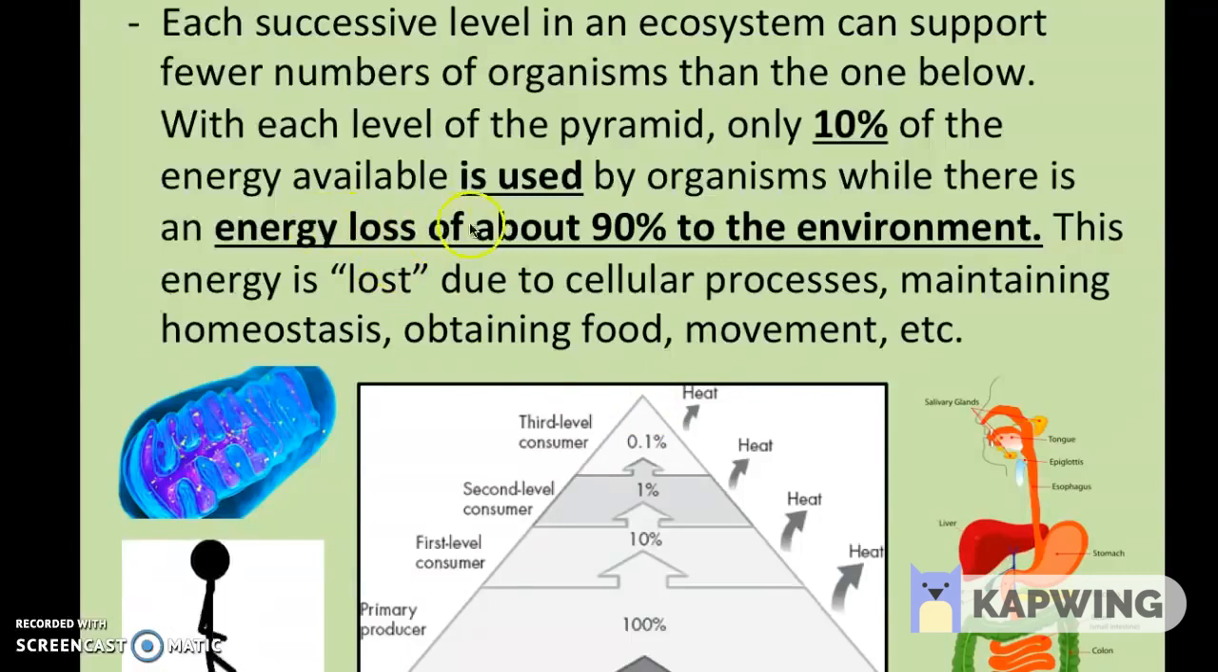So about 90% of the energy in an ecosystem or in a trophic level is going to be lost to the environment. That loss is consumption. It is energy that is used due to growth and reproduction, repairing cells, homeostasis, digesting food, moving, all the things we were just talking about a few minutes ago. So you can see that represented in this 90% of loss over here.